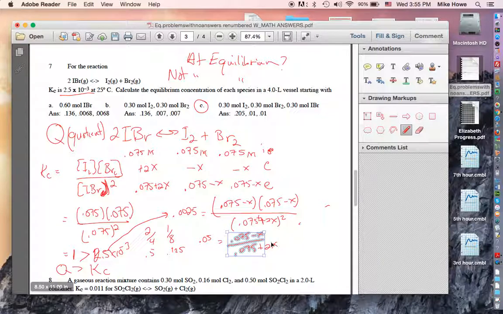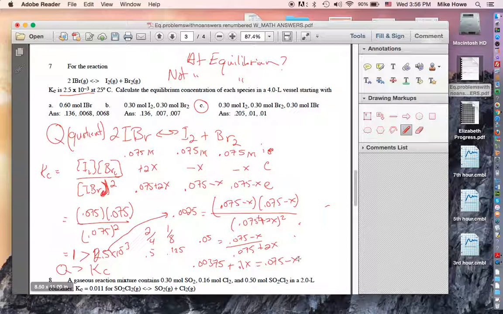So what do you do to solve an equation like this? You have to clear the denominator. So you're going to have 0.05 times 0.075, which is equal to 0.00375. You have to multiply 0.05 times 2x, so that gives you 0.1x, and that equals 0.075 minus x.